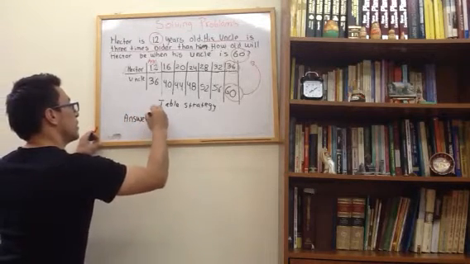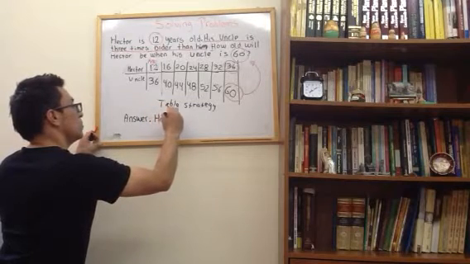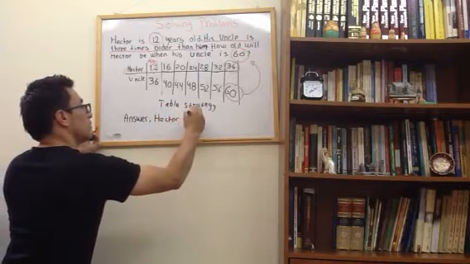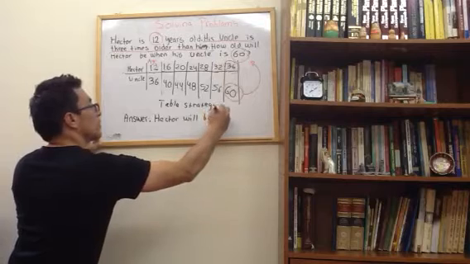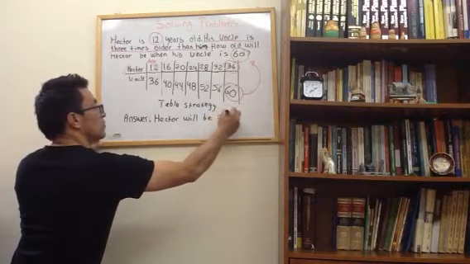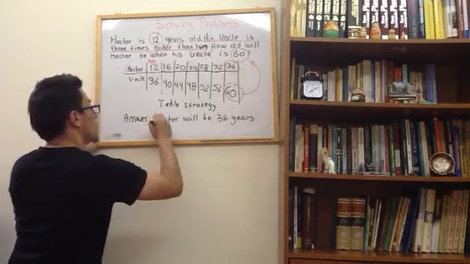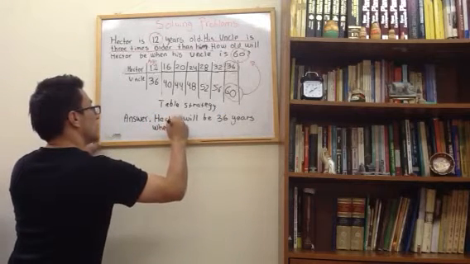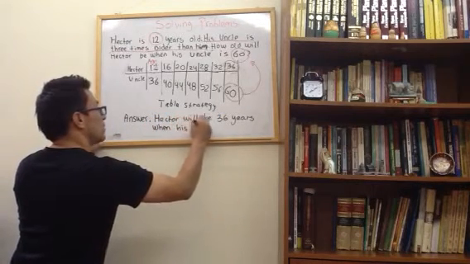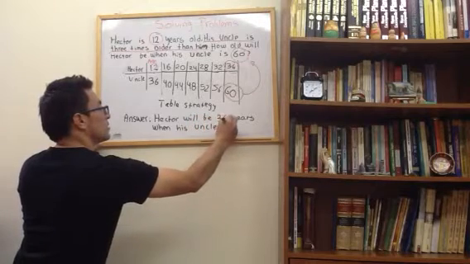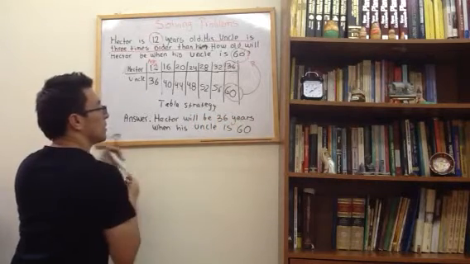So the answer is: Hector will be 36 years old when his uncle is 60.